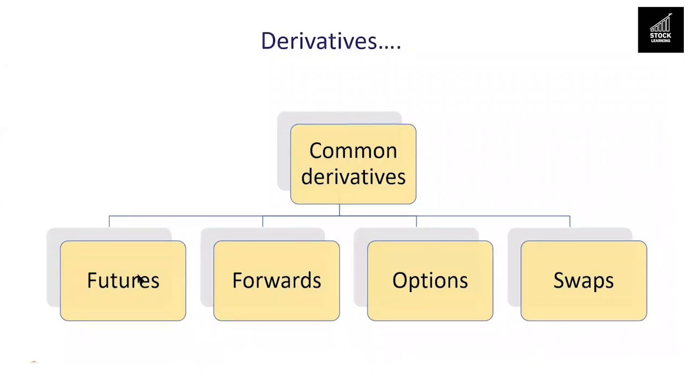In futures, there is no counterparty risk because the exchange is the counterparty. The clearing house of the exchange is the counterparty to both the buyer as well as the seller. One more difference between futures and forwards is that on forwards, there are no margins payable, whereas in futures, you have margins which are payable.